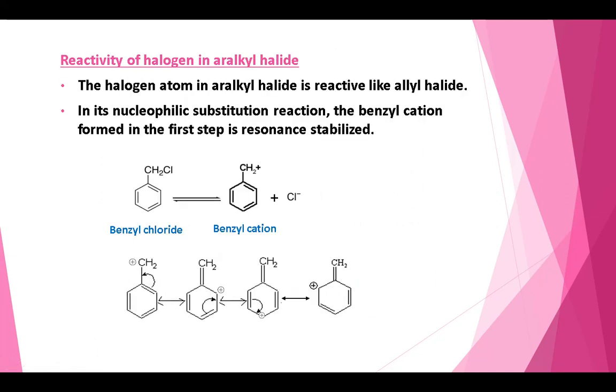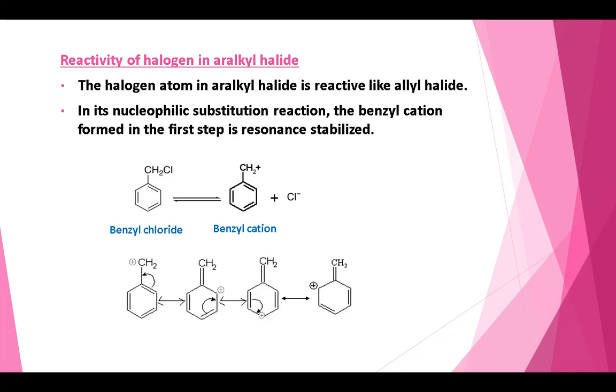Now we'll discuss the reactivity of halogen in aralkyl halide towards the nucleophilic substitution reaction. Aralkyl means it is an aromatic alkyl halide. The best example is benzyl chloride. The halogen atom in benzyl halide is reactive like allyl halide, and during nucleophilic substitution reaction, the benzyl cation so formed in the first step is resonance stabilized. Therefore it undergoes nucleophilic substitution reaction more easily.